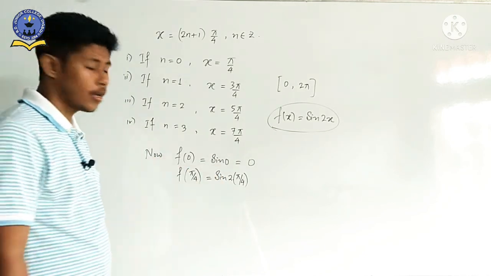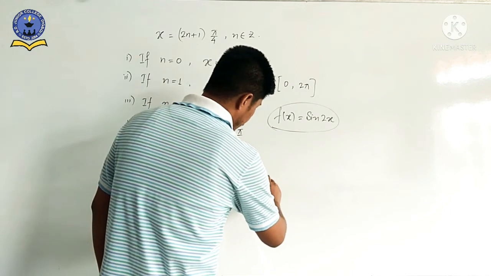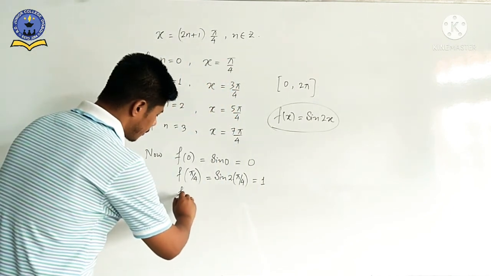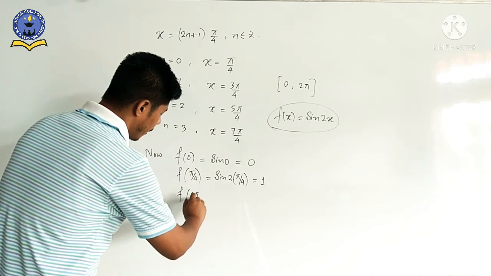Ultimately sine pi by 2. So what is the value of sine pi by 2? That means this one is 1. Is it clear? So next one, here we have to put 3 pi by 4.